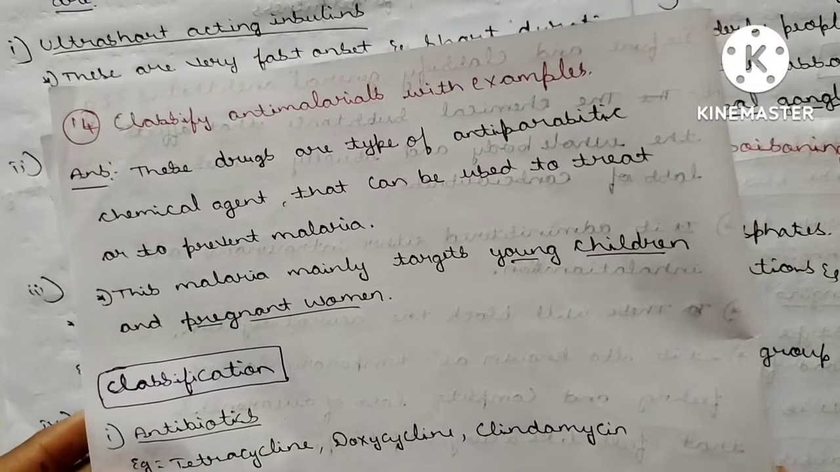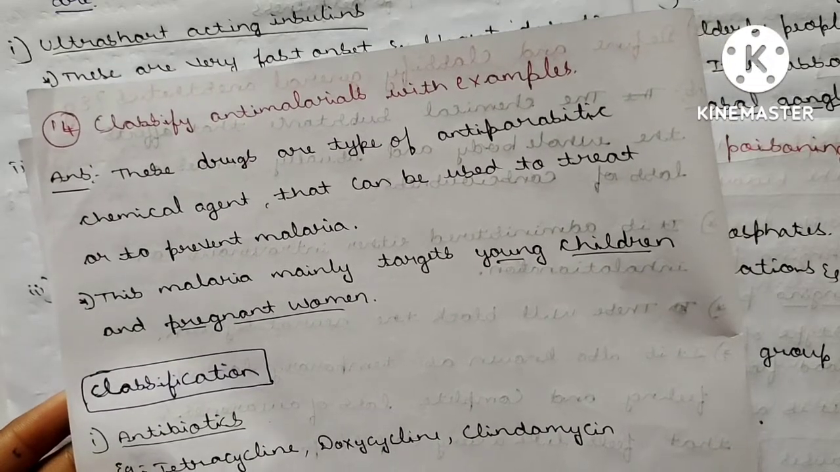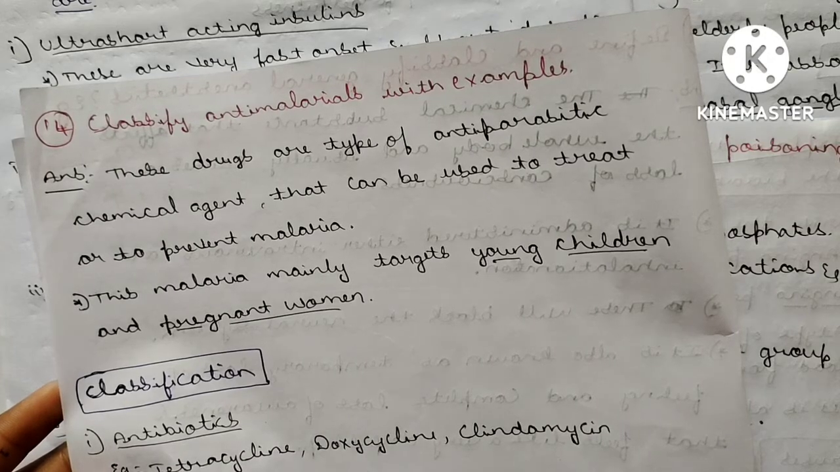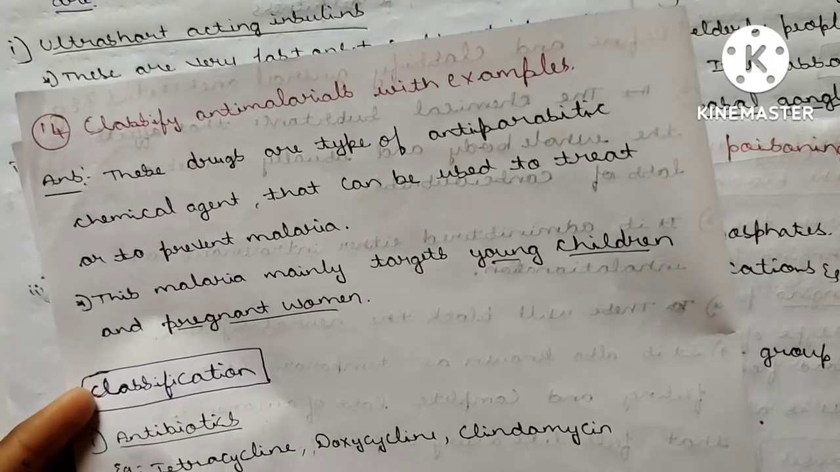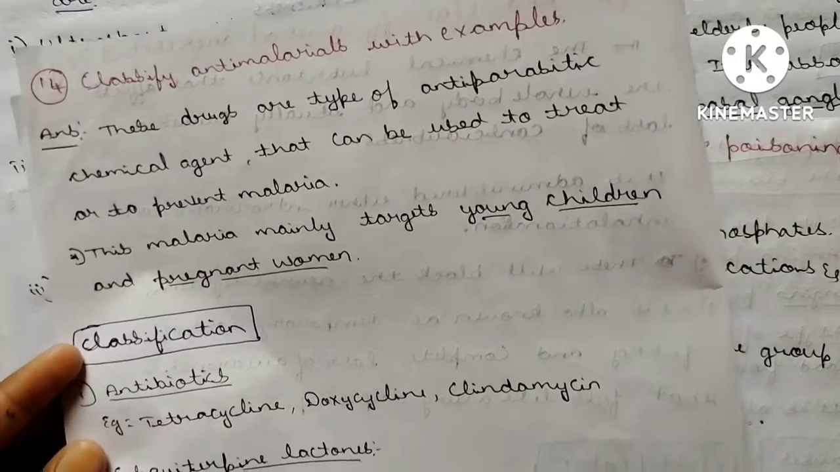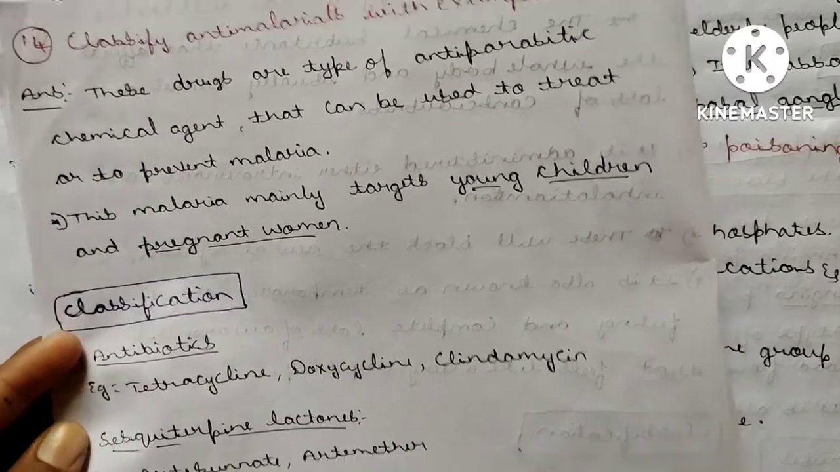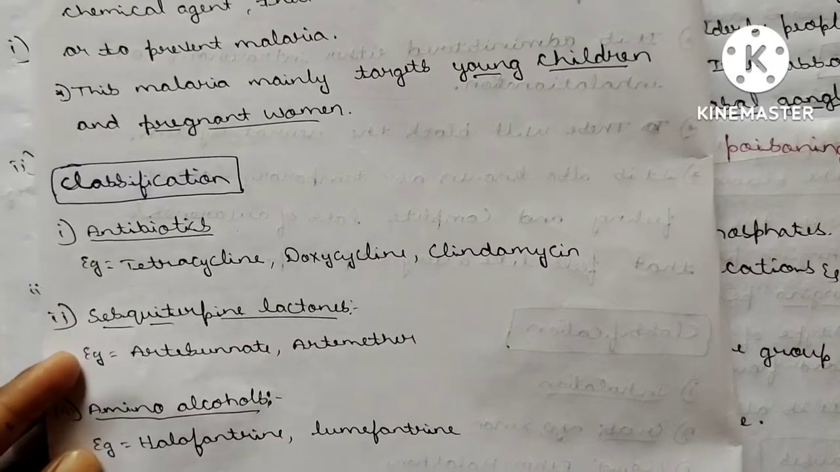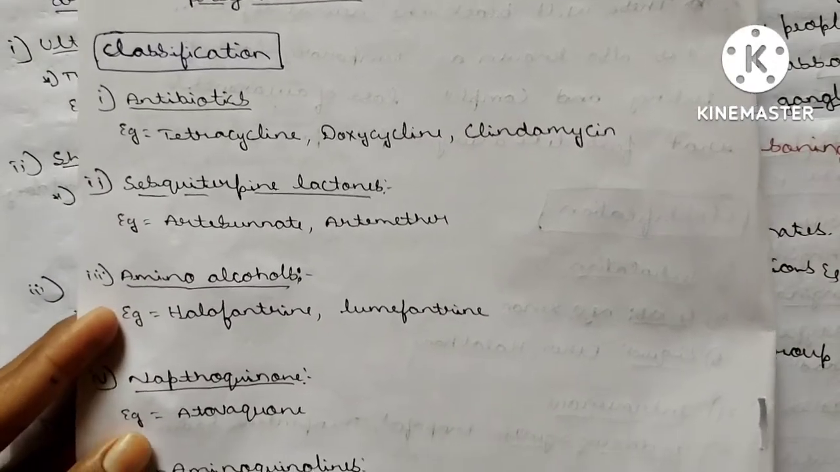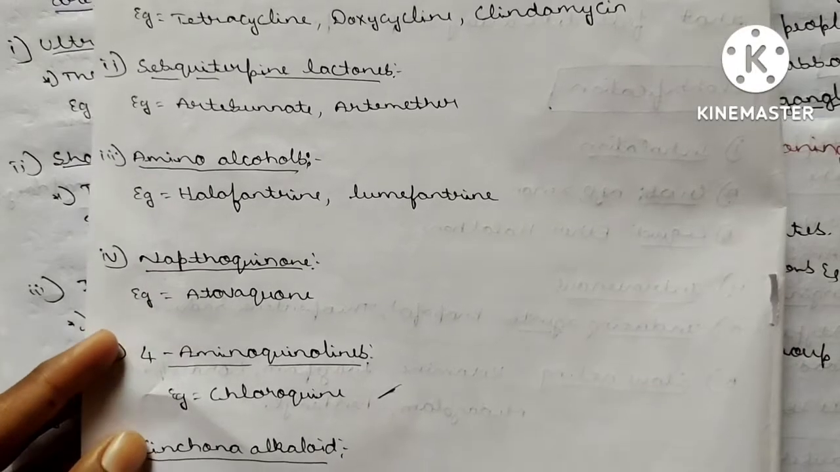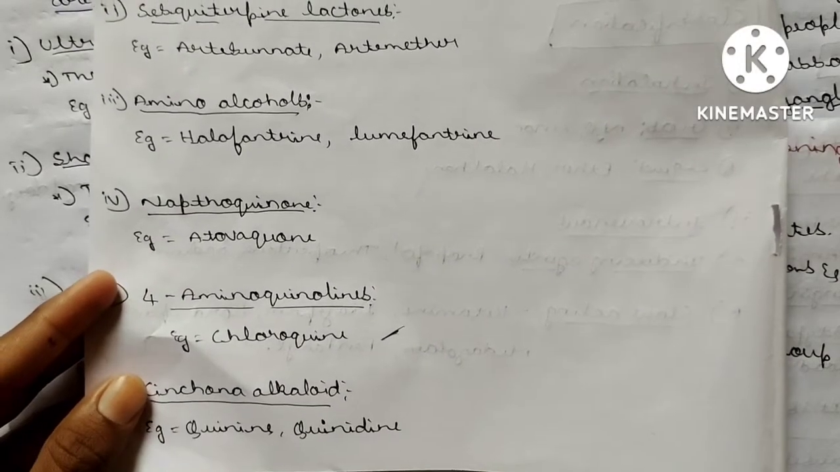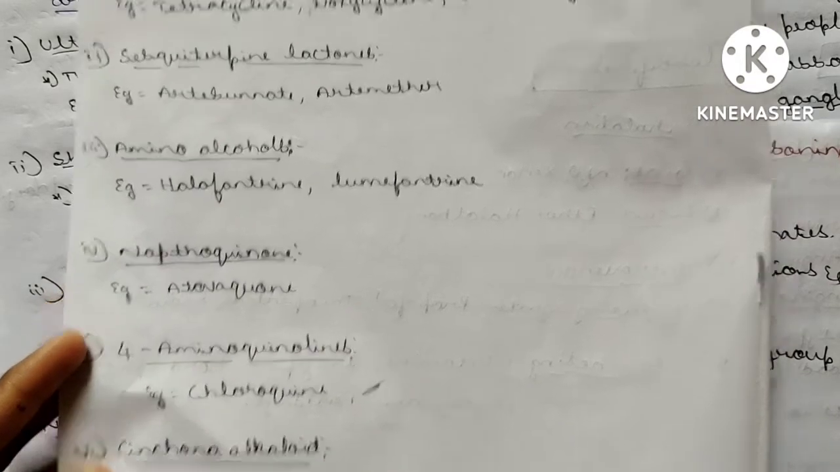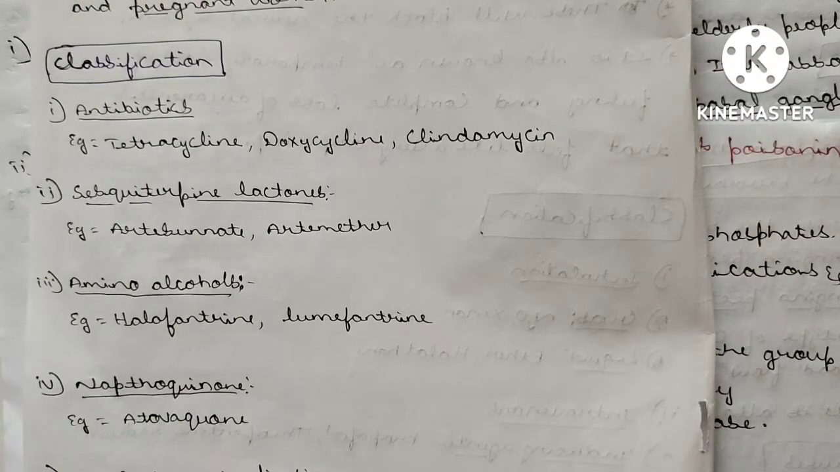Classify anti-malarials with examples. These drugs are a type of anti-parasitic agents that can be used to treat or prevent malaria. Malaria mainly targets young children and pregnant women. Classification: antibiotics, sesquiterpene lactones, amino alcohols, naphthoquinone, then 4-aminoquinolines, then cinchona alkaloids. These are some of the examples here.